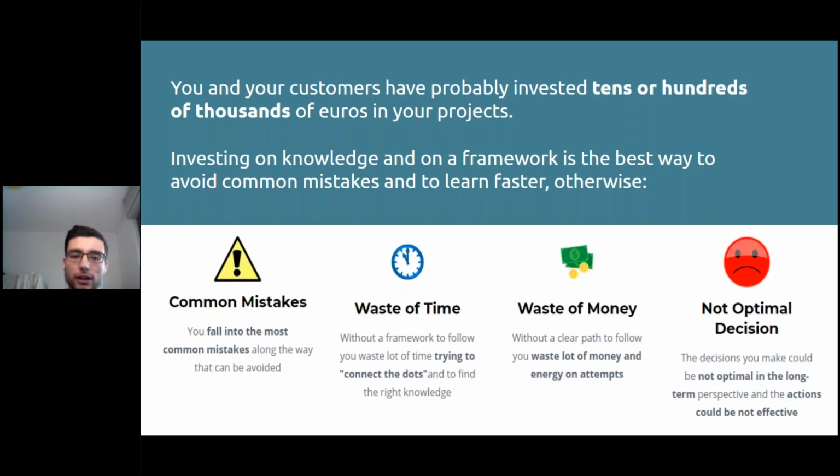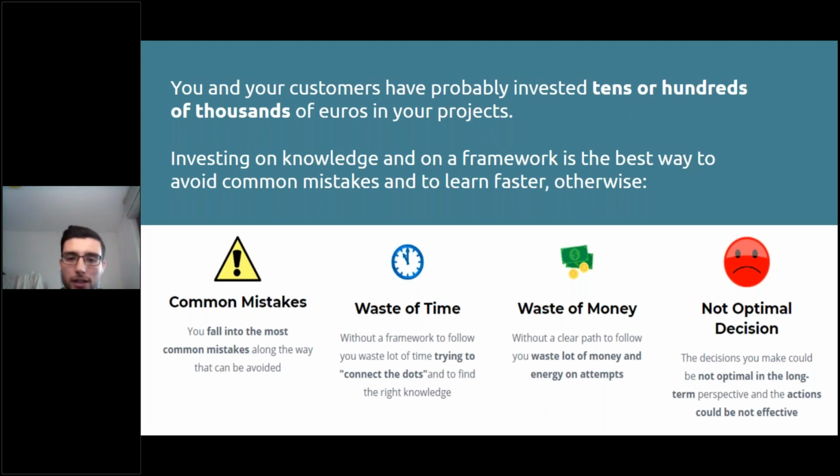And of course, you and your customers have probably invested tens or hundreds of thousands of euros in your projects. And investing in knowledge and in a framework is the best way to avoid common mistakes and to avoid wasting money, in order to learn faster. Because if you learn faster, then you have more time to grow and to scale your startup support services or your business in general.